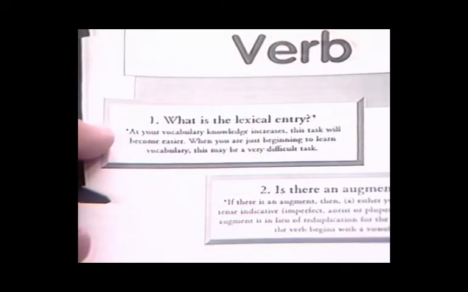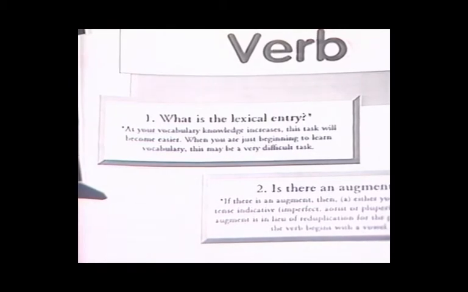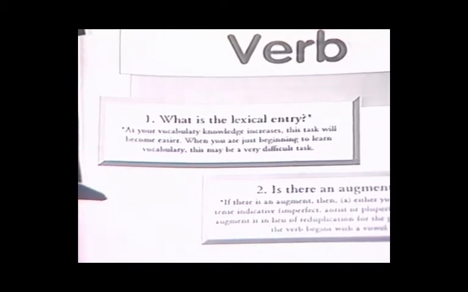The first step on parsing an indicative verb is to ask the question, what is the lexical entry? Now, this may be a difficult step at first until you have learned more vocabulary words. But for right now, we'll simply concentrate on the verb luo, I break. The next step is to ask, is there an augment?